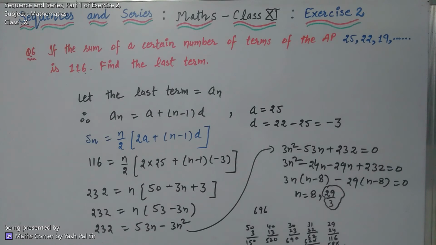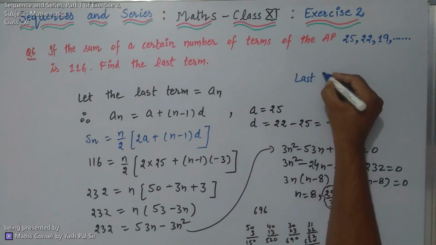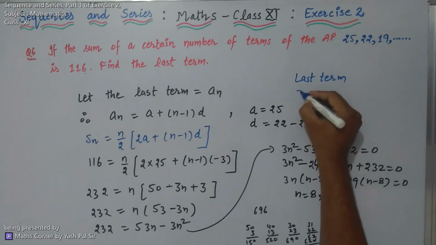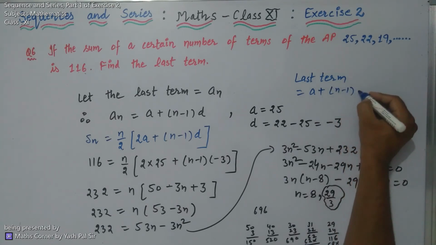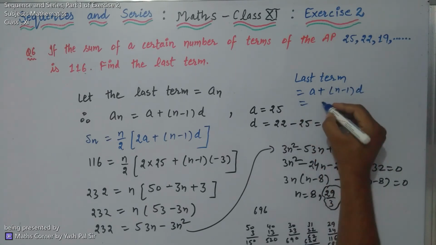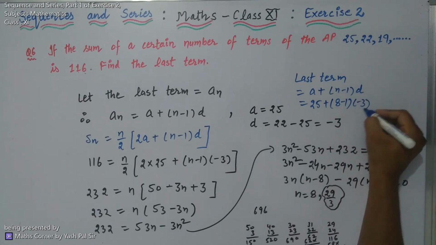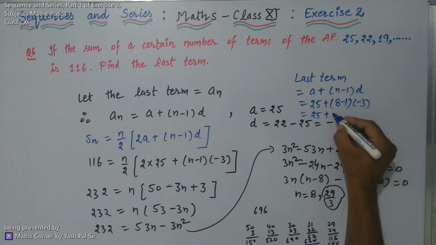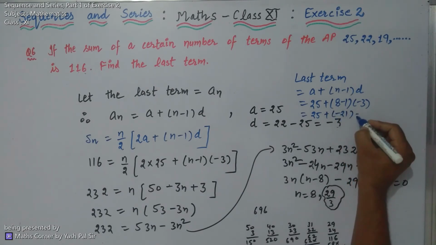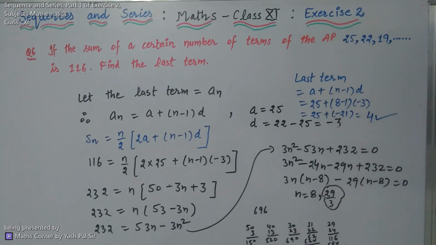Now what is our question? Find the last term. So the last term is equal to an, a plus n minus 1 into d. What is a? This is 25 plus n is 8 minus 1, d is minus 3. So we have 25 plus 7 into minus 3, minus 21. So 25 minus 21 is 4. 4 is the answer. Next question.